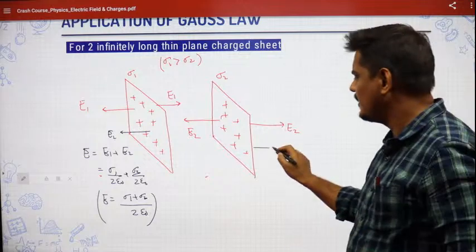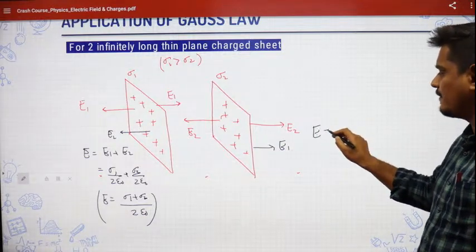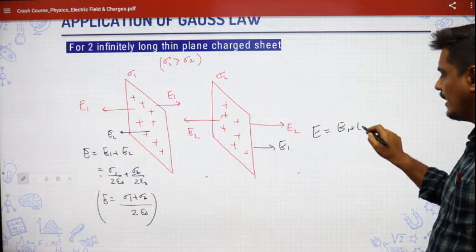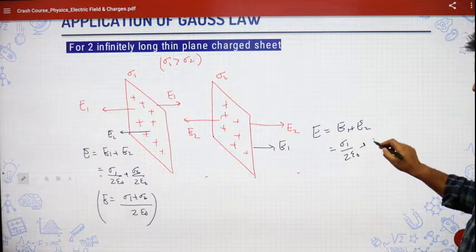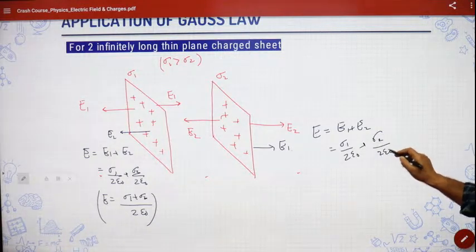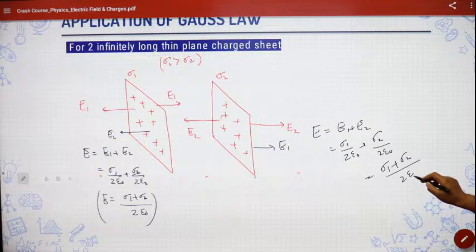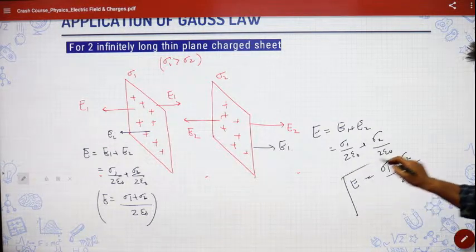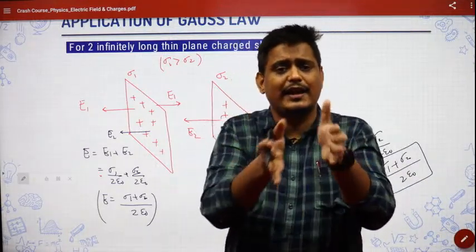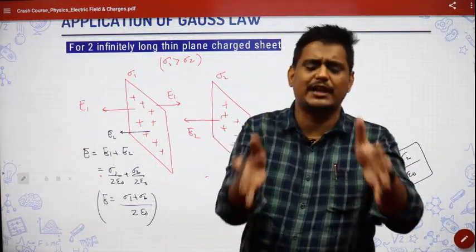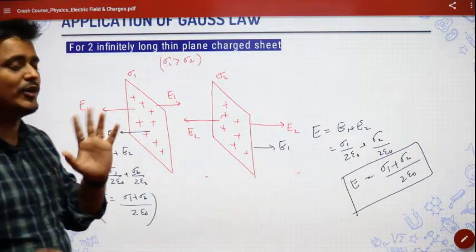See, E2 is this side, again E1 will be this side, and the net electric field E on this side will be equal to E1 plus E2. And how much it will be? E1 is sigma 1 by 2 epsilon naught. E2 will also be equal to sigma 2 by 2 epsilon naught. And finally, same like the previous one, sigma 1 plus sigma 2 by 2 epsilon naught is the electric field. So when you have two infinitely spread charge sheets having different charge density, outside the plates we will have the electric field of sigma 1 plus sigma 2 by 2 epsilon naught.